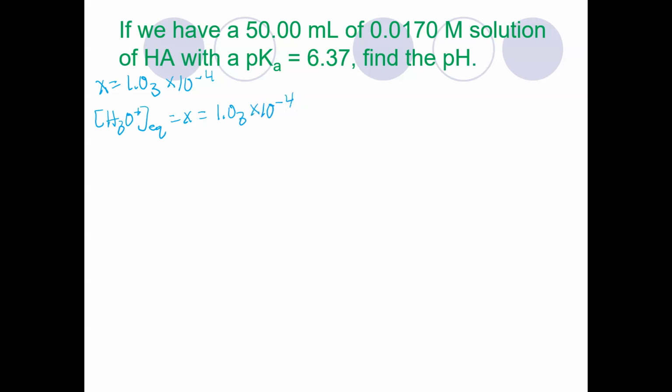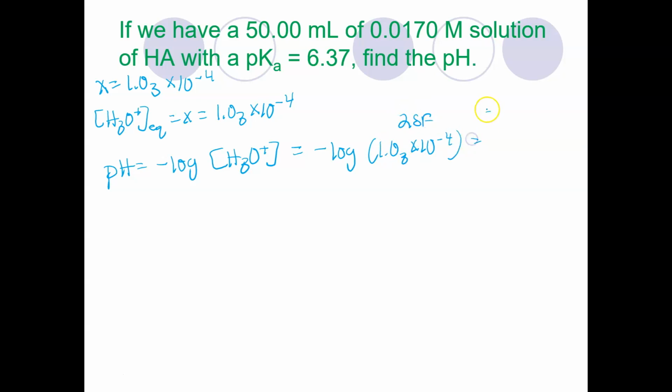The reason why I knew that the H3O plus equilibrium was equal to x is because in my ice table at equilibrium H3O plus was x. So if I'm trying to solve for pH, don't I know that the pH equation is the negative log of H3O plus? So to solve for pH, I just need to take the negative log of 1.03 times 10 to the negative 4th. This has 2 sig figs, so my answer should have 2 decimal places. When I did this, I get 3.99.